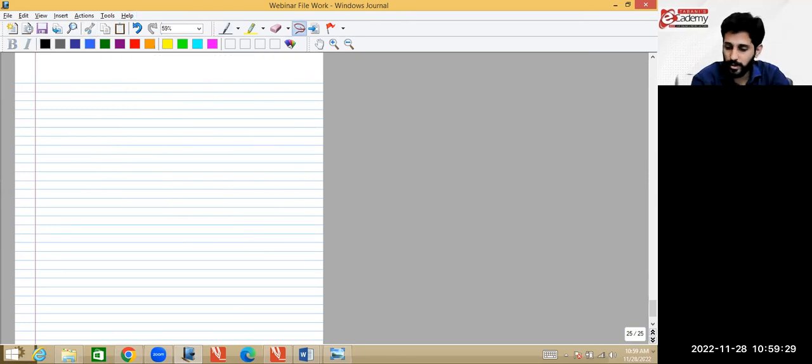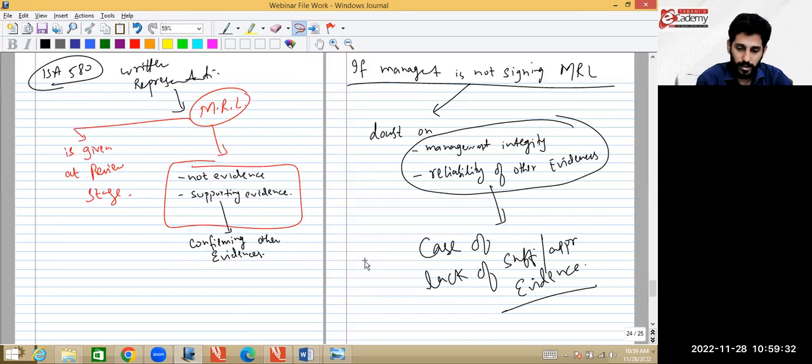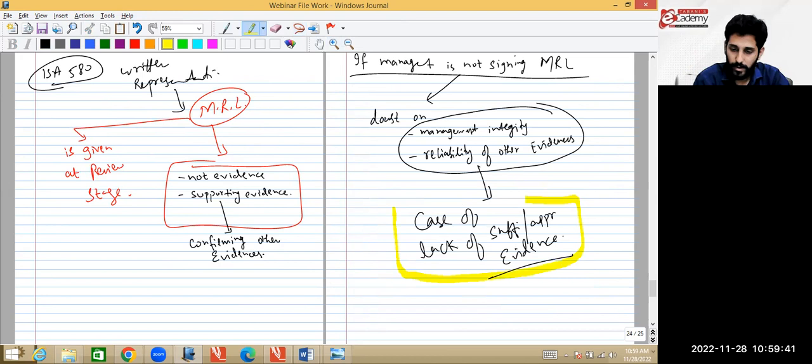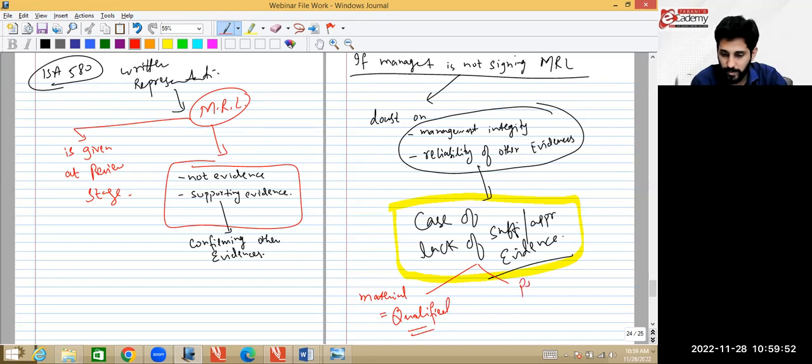Actually, I had written it over there, so I'm now going to adjust it here. If management is not giving the MRL, then it's a case of lack of sufficient and appropriate evidence. And if the matter is material, qualified, and if the matter is pervasive, then disclaimer. Okay, so just go through these things, hurry up, go through these things, and we will have to type the answer of that part.